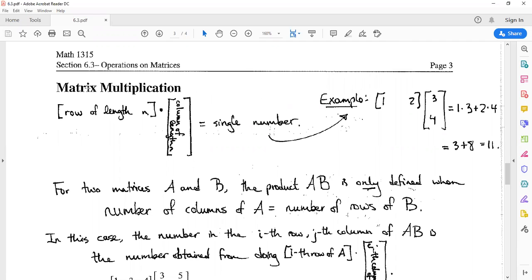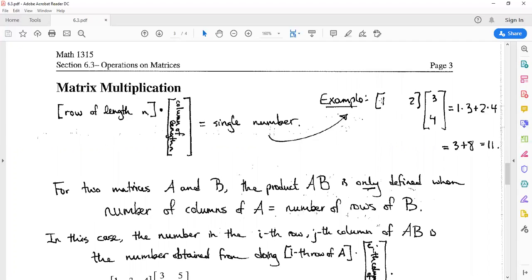In order to do that, the row has to have the same length as the column. So let's say we have a row that's n columns long and a column that's n rows long. Then we can do this matrix multiplication. But what we'll get out of it is a single number when we do row times column.